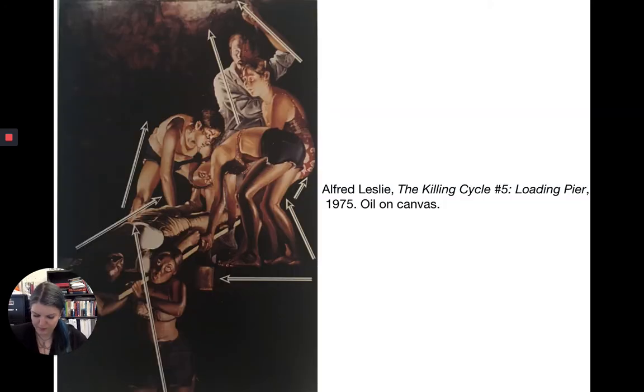Okay, so here in Alfred Leslie's The Killing Cycle, we can see an underlying framework. You can see these arrows have been superimposed on top of this painting to give you an idea of the kind of lines that are making up the composition, okay? So we can see this underlying framework. You can really see it because I've overemphasized it, right? We have a dead man and a diagonal board.